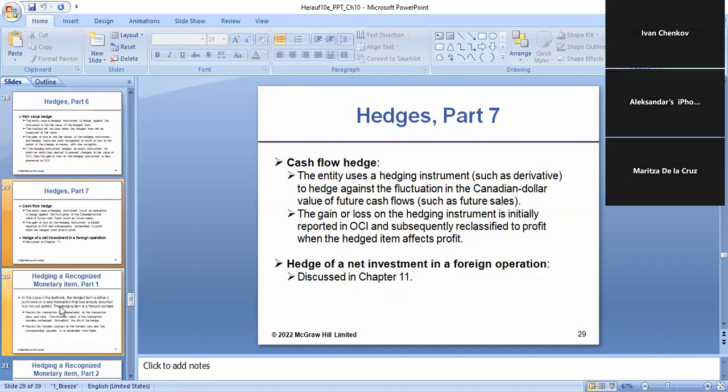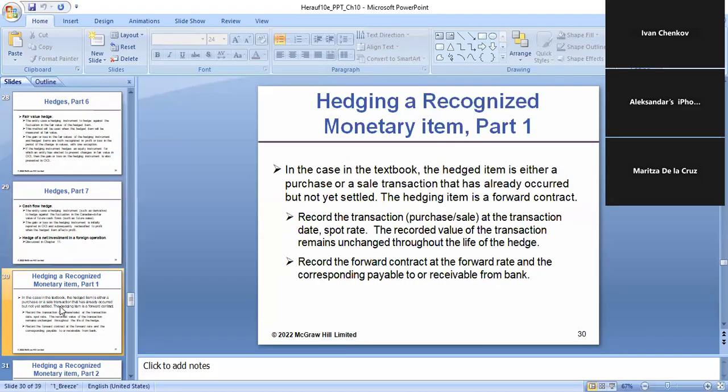Now the cash flow hedge. In a cash flow hedge, the entity uses hedging instruments such as derivatives to hedge against the fluctuation in Canadian dollar value in future cash flow, such as future sales. The gains and losses of the hedging instruments are usually reported in other comprehensive income and subsequently reclassified to profit when the hedged item affects profit. And the hedge of the net investment in a foreign operation will be discussed next time. We're going to talk about this in chapter 11.